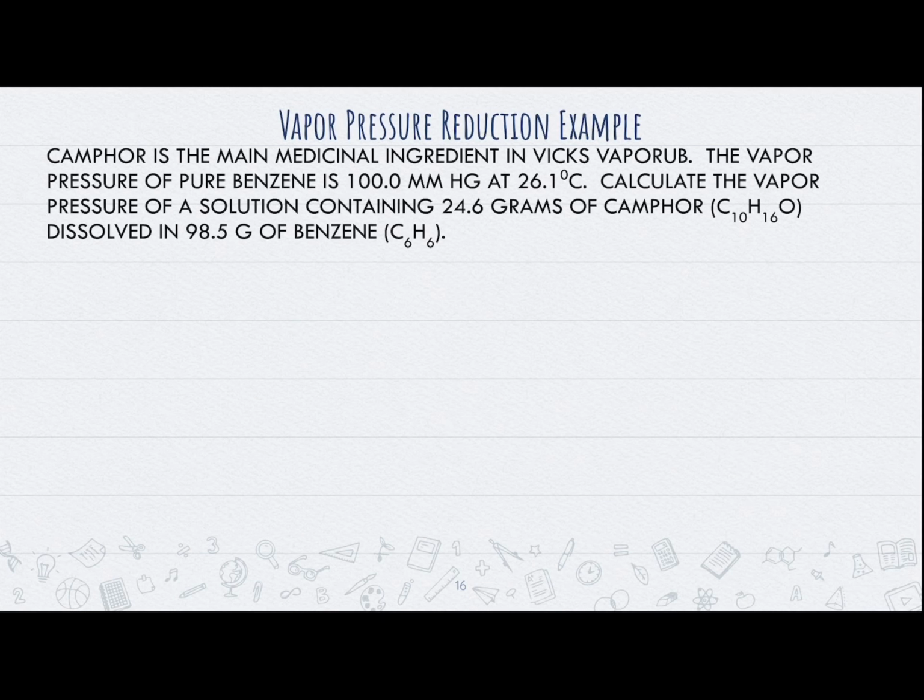So let's do an example. Camphor is the main medicinal ingredient in Vicks VapoRub. The vapor pressure of pure benzene is 100 millimeters of mercury at 26.1 degrees Celsius. Calculate the vapor pressure of a solution containing 24.6 grams of camphor dissolved in 98.5 grams of benzene. So here's my equation. I'm looking for VP new. I know VP old is 100. I need to figure out X so I can solve this.